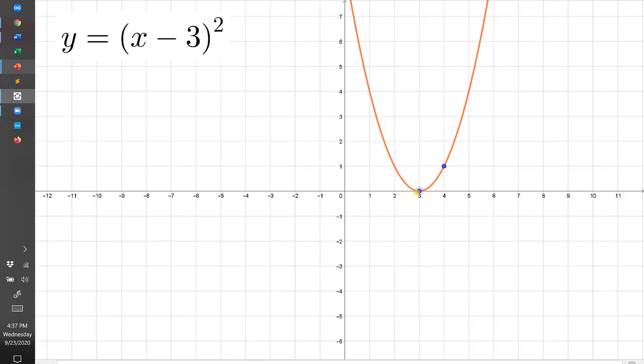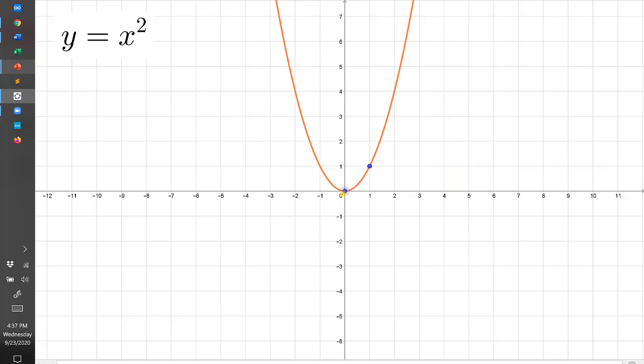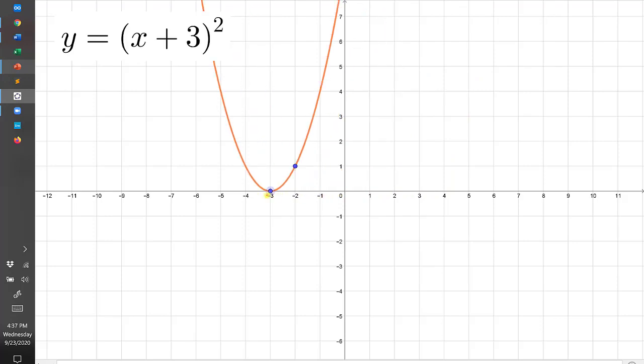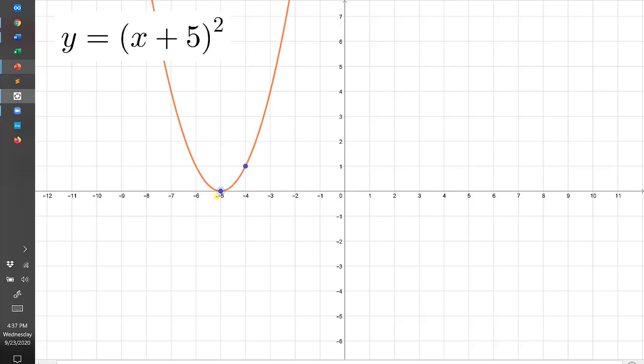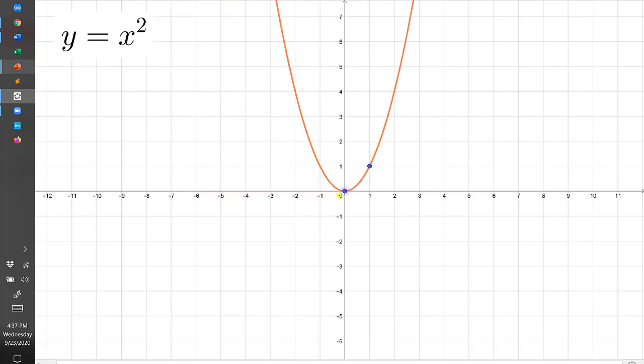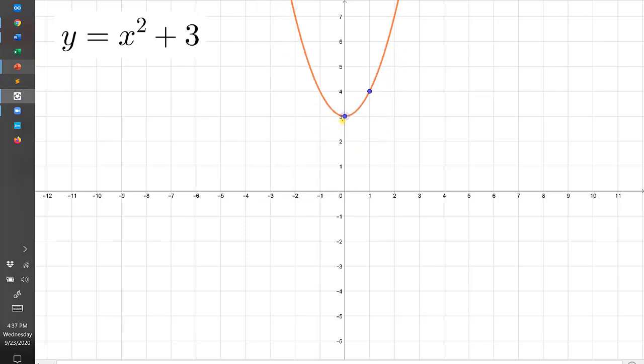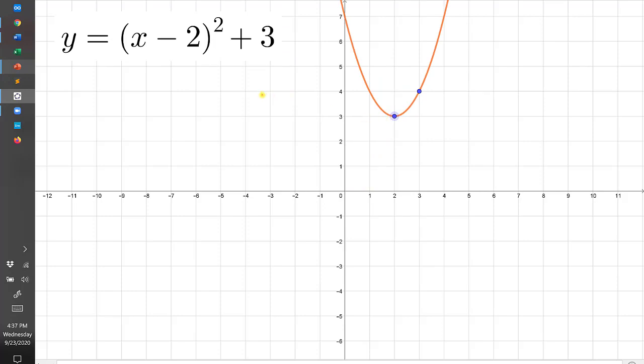If I move it to the left, we end up actually adding numbers on the inside. And of course I can combine these. So let's say I move it up 3 units, and then I move it to the right 2 units. We have the combination. So the minus 2 on the inside tells me I've moved it 2 to the right. The plus 3 on the outside tells me I've moved it up 3.